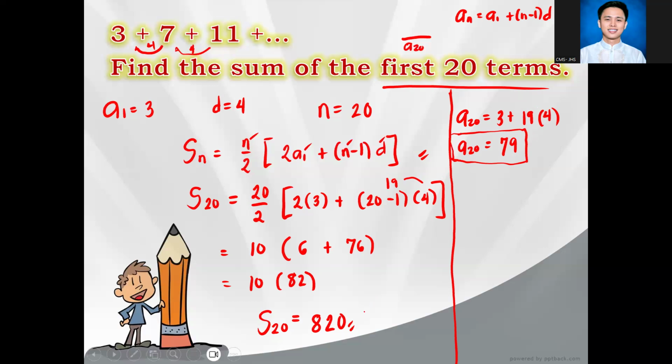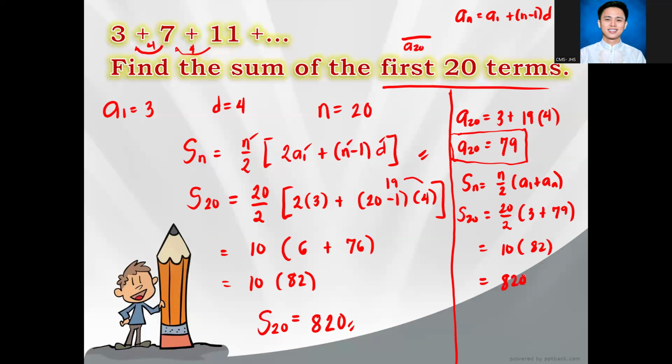Let's check if really the sum is 820. Yes, we can check it. So Formula 1, S sub n equals n over 2 times a sub 1 plus a sub n. So S sub 20, again, we're solving for the sum of the first 20 terms. N is 20 terms over 2. The first term is 3, and we know a sub n, that's a sub 20, 79, right? So we'll have 20 divided by 2 is 10. We have 79 plus 3 is 82. So in the end, you'll get 820.